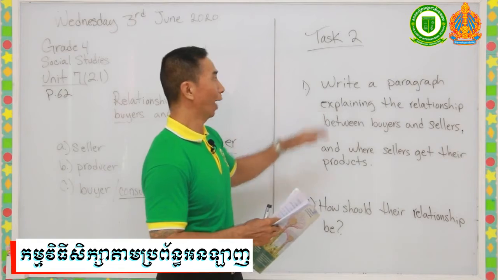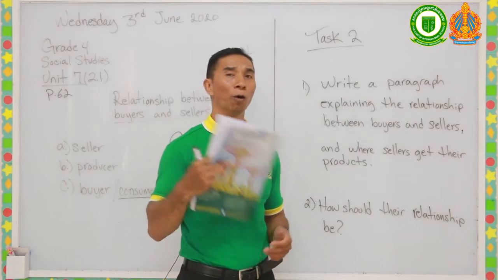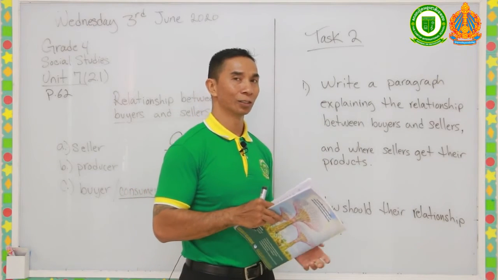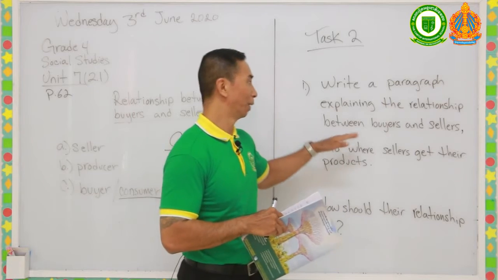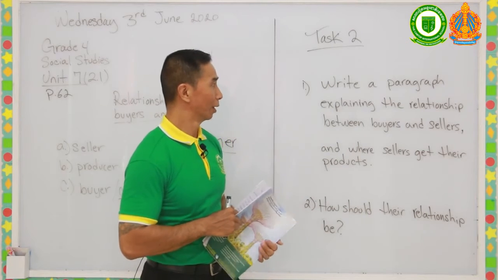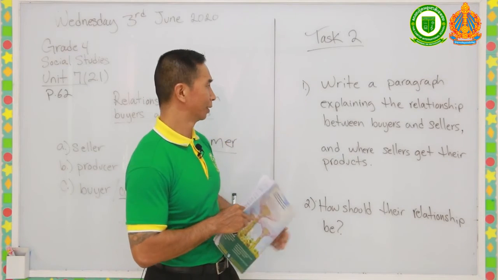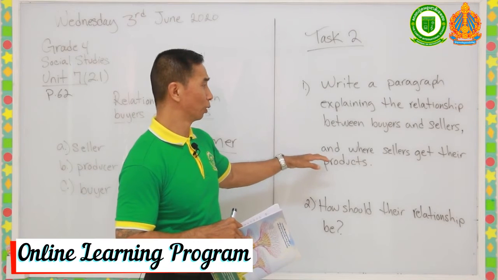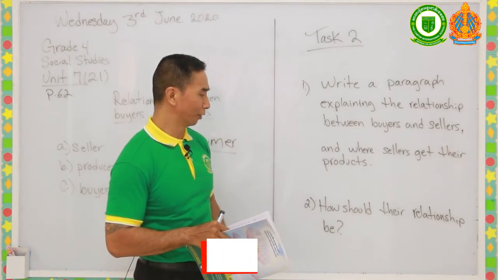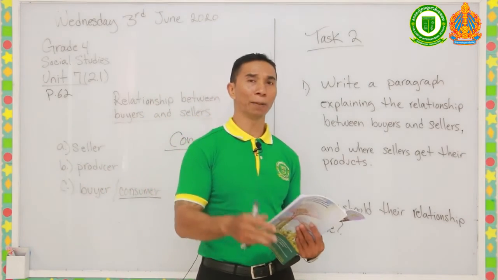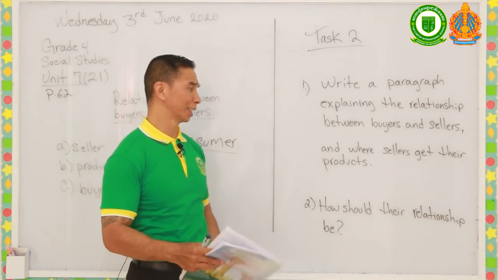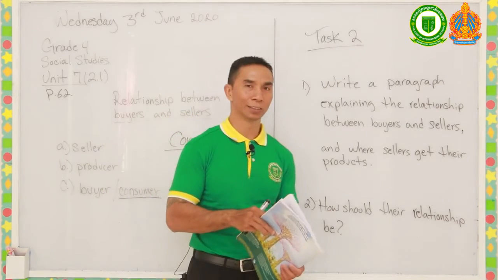I want you to write a paragraph, meaning a whole page or more, explaining the relationship between buyers and sellers. As we discussed in the first video about the relationship between buyers and sellers, now I want you to write about it. And also in your writing, I want you to include where the seller gets their product from, and how their relationship should be. So write a whole page explaining the relationship between buyers and sellers, where sellers get their product, and how their relationship should be.